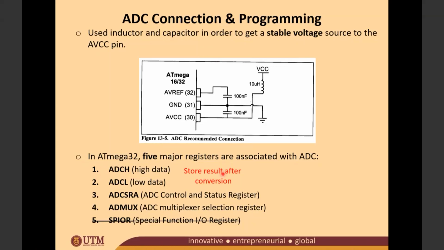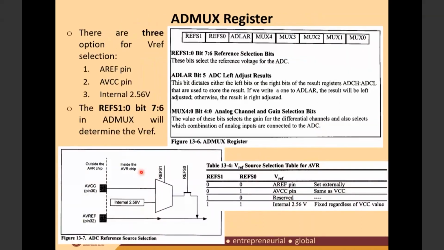either left justified or right justified. Okay, and next is SFIOR, which is the special function IO register. But in this module, we will not cover more on this. We're only looking at these registers here. Okay, so now we are going to look at the ADMUX register.